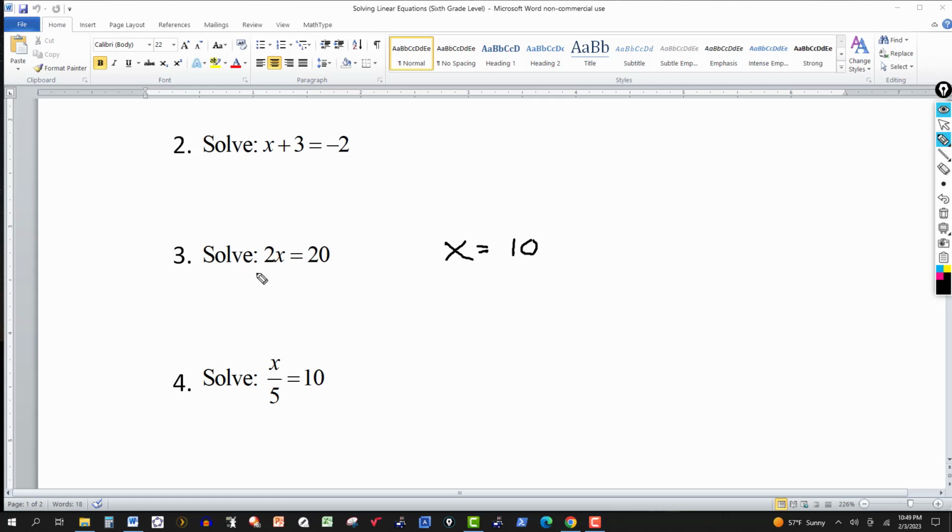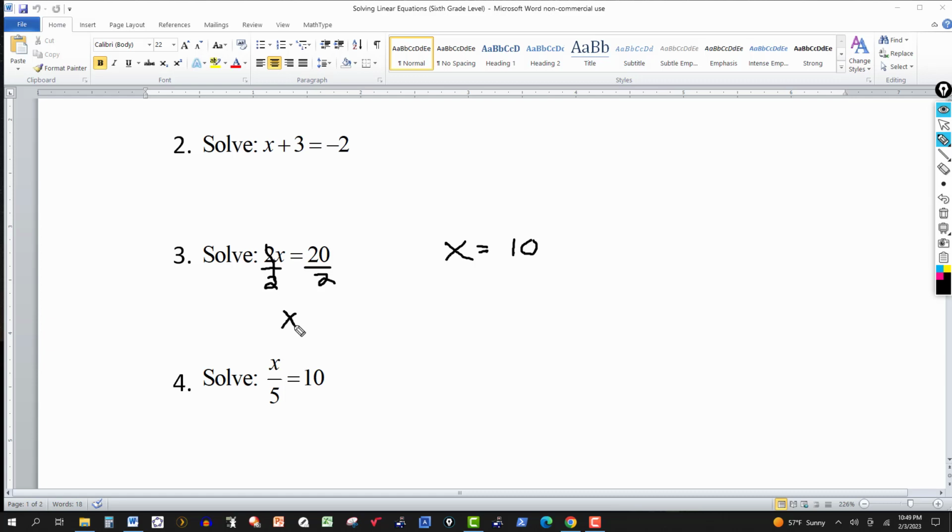Now, if you don't see it, go through the steps. The object is to get the x by itself. So in other words, I want a 1x here, or x by itself. So how to get rid of that 2? Well, it's 2 times. Opposite of multiplication is division. So let's divide this side by 2. Whatever you do to one side, you do to the other side. Divide this by 2. Okay, 2 divided by 2 is 1. So these cancel out. I get 1x, but remember 1x is the same thing as just plain old x.